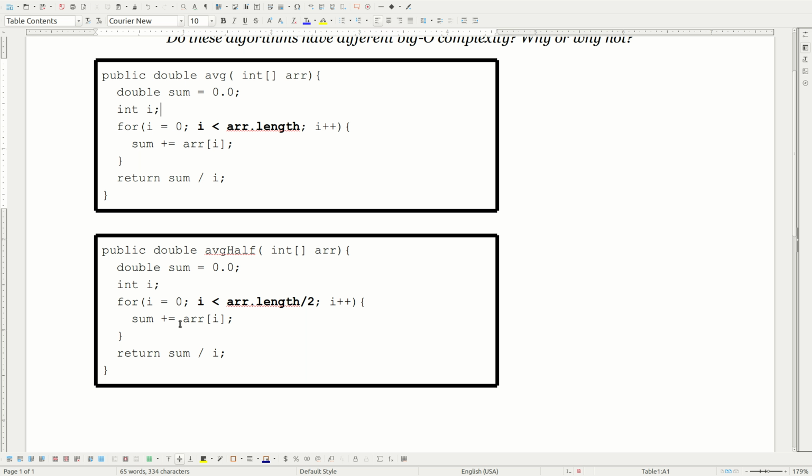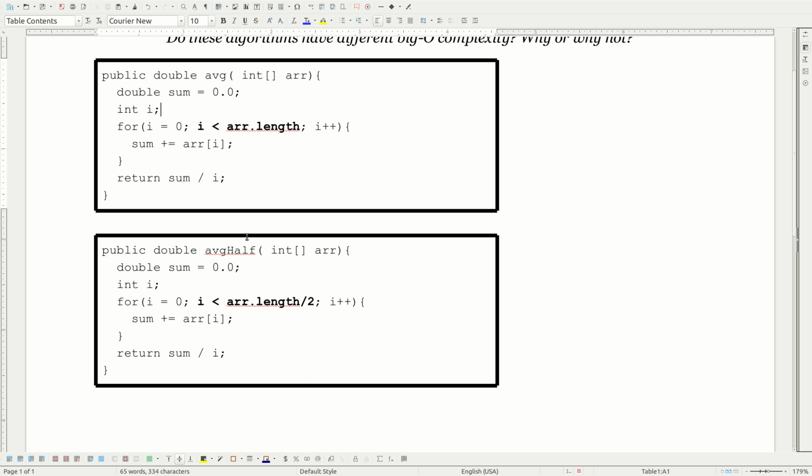So let's say it was 3 times n up here. It typically is for these sorts of simple for loops, depending on whether you count plus equals as one operation or two. It's probably about 3 or 4 n. Well, this one will be 3 or 4 times 1/2 n. That would give us about 2n, which is a different amount.